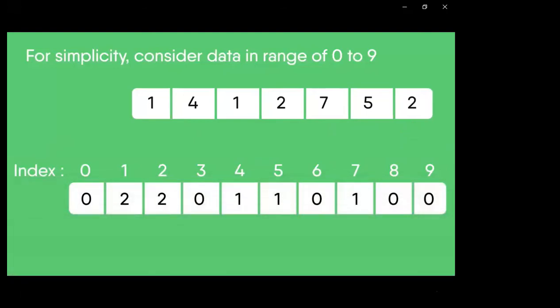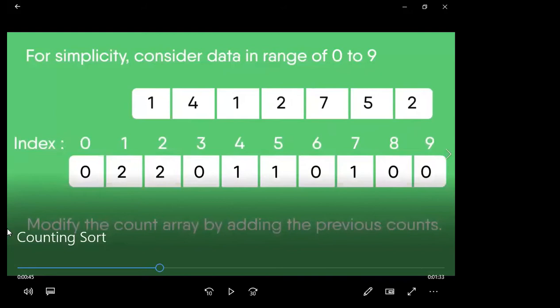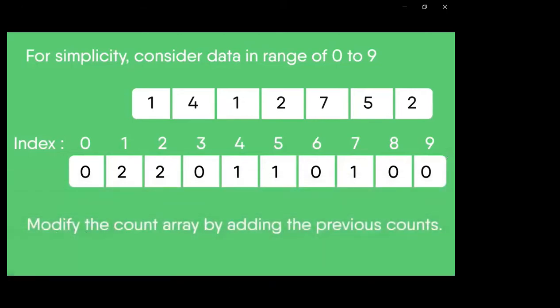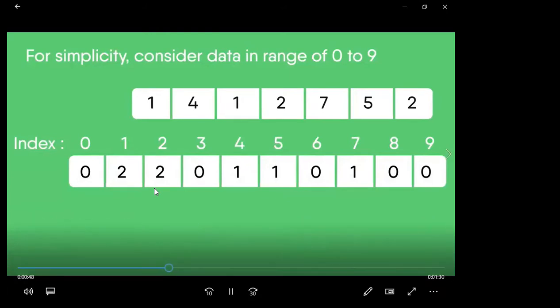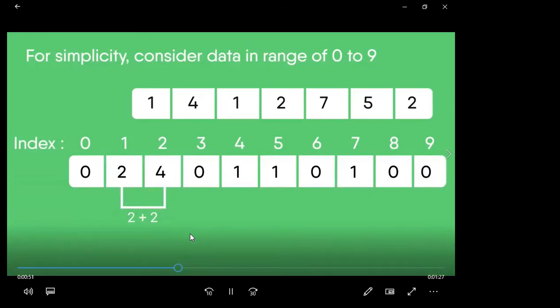Now, what is the next step? Modify the count array by adding the previous count. So we want to find out the maximum count. So what I'll do, I'll add these two terms and store the value here. So 0 plus 2 is 2, I'll store 2 here. 2 plus 2 is 4, I'll store 4 here. You can see that in the animation. So 2 plus 2 is 4.